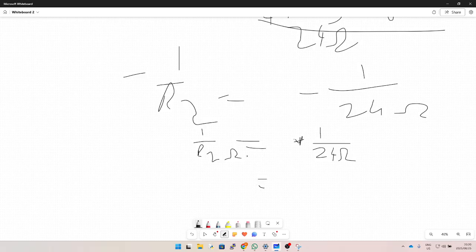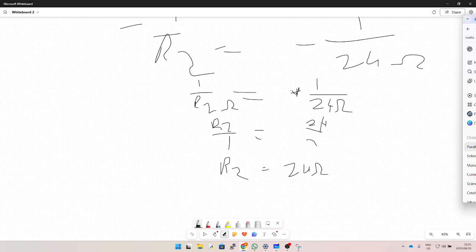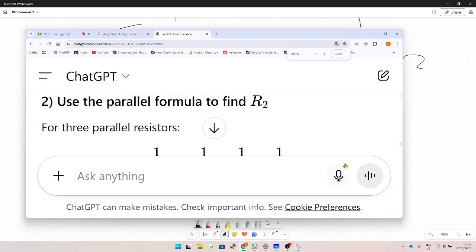Now we don't want 1 over R2, we want R2. What you're going to do is flip this. If you flip it, it becomes R2 over 1 and 24 over 1, and anything divided by 1 is still itself. So you get R2 is equal to 24. If I look at ChatGPT, R2 is equal to 24. That's how you do it.